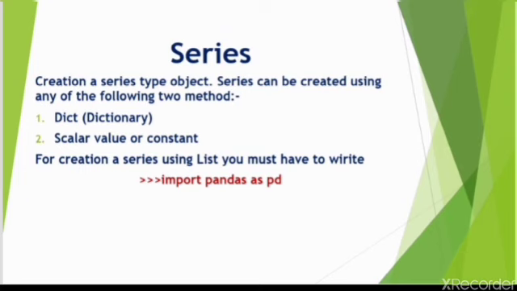Come to the Series. At first, a Series means list or dictionary. I am using here list and dictionary both. Creation of a Series type of object: a Series can be created using any of the following 2 methods. Number 1, whether you apply a dictionary. Number 2, a scalar value or constant, where scalar value means list.